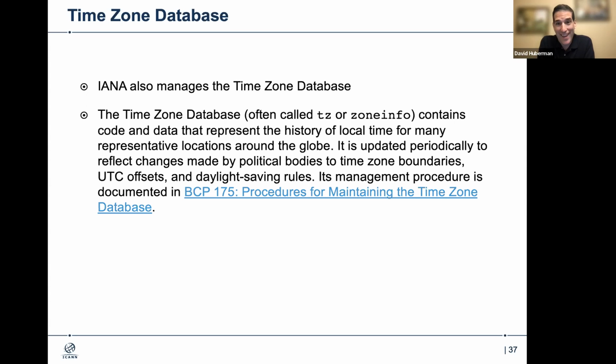It's stored at ICANN. We have the database, the protocol parameter registry, made by political bodies that set the time zone boundaries and the UTC offsets and deal with daylight savings rules. Computers have to be able to fetch those in order to build their own sense of time. If you're familiar with this, you know that it's TZ or zoneinfo that you use at a command line, and when you issue those commands, you're retrieving data from ICANN.